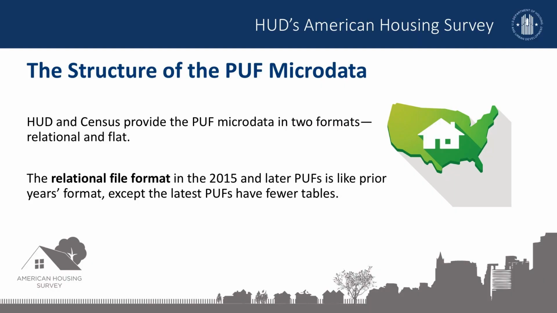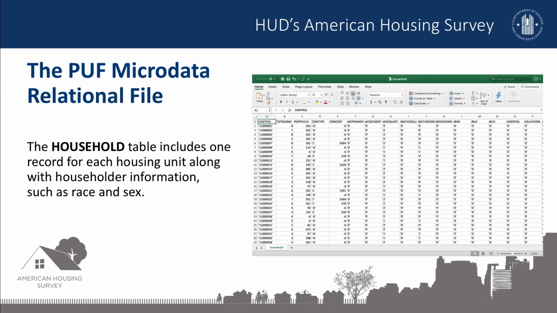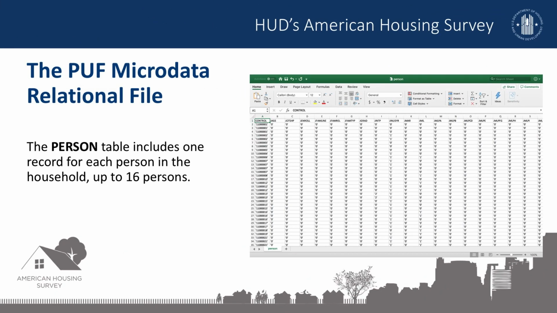HUD and Census provide the PUF microdata in two formats, relational and flat. The PUF relational file is a dataset that contains multiple tables of data. The relational file format in the 2015 and later PUF microdata is like prior years' format, except the latest PUFs have fewer tables. The household table includes one record for each housing unit along with householder information, such as race and sex. The householder information is also present on the person table, but it is duplicated in the household table for ease of use. The person table includes one record for each person in the household, up to 16 persons.